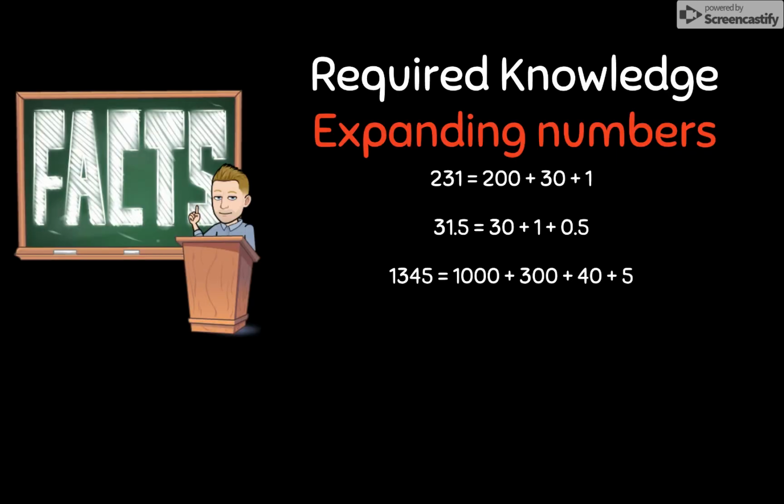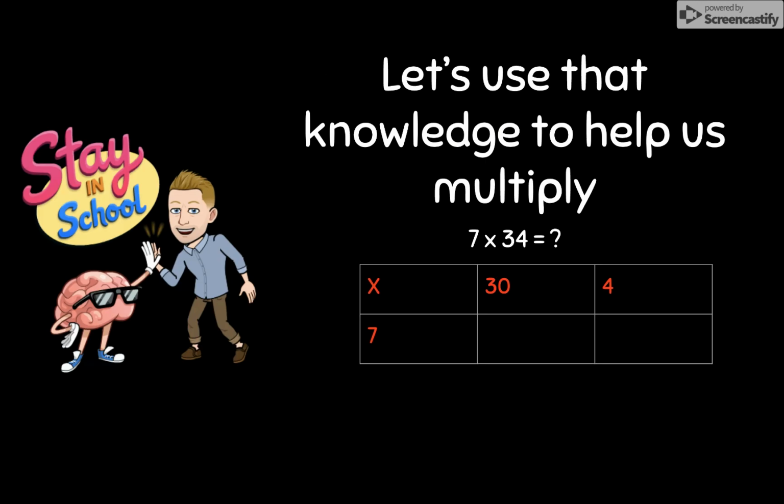Alright, before we can multiply using place value partitioning, we need to know how to partition or expand numbers. For example, 231, we would expand that into 200 plus 30 plus 1. 31 and a half, we'd expand to 30, 1, and then 0.5, which is 1 half. 1,345, we'd expand into 1,340 and then 5. If you can do this, then you have the required knowledge to complete place value partitioning for multiplication. Right, let's get into it.